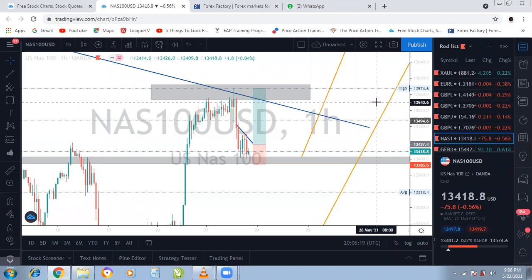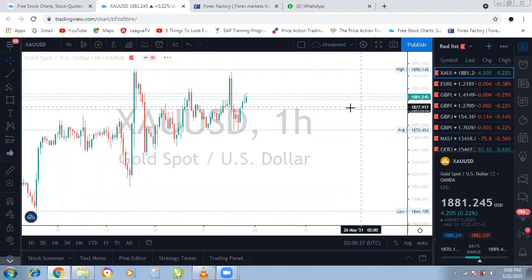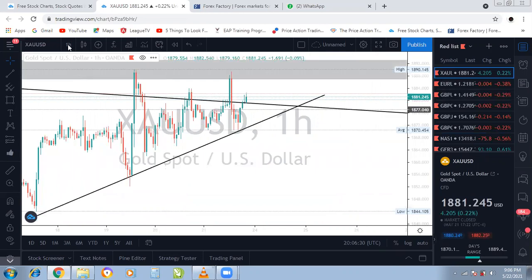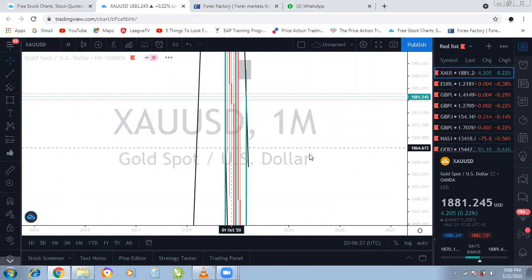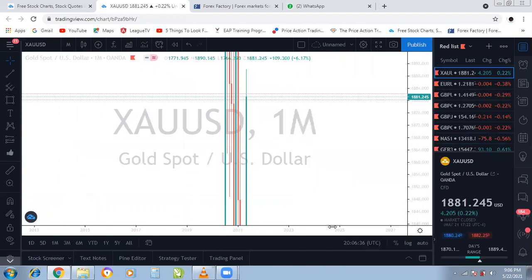Okay, let's take another pair. You know, this one is always on an uptrend. Let's take another pair. Maybe let's look at gold. Okay, so I'll start all over again. This is gold.